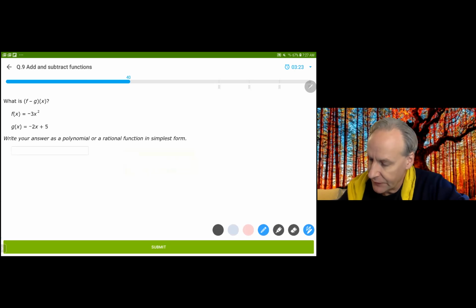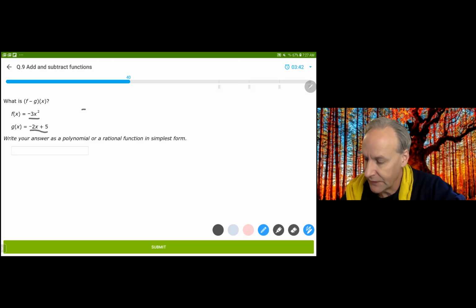All right, this time we're going to take this polynomial function, which is a monomial. That's what that's called when it has a single value. It's also called a quadratic because it has a squared term in it. And we're subtracting g of x, which means I need to change the sign and add. So I'm taking negative 3x squared, and then I'm adding 2x minus 5 because I'm adding the opposite.